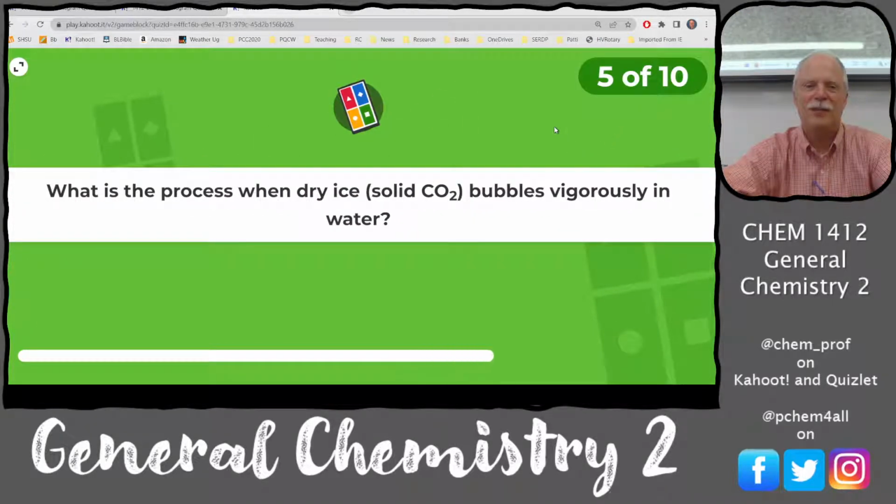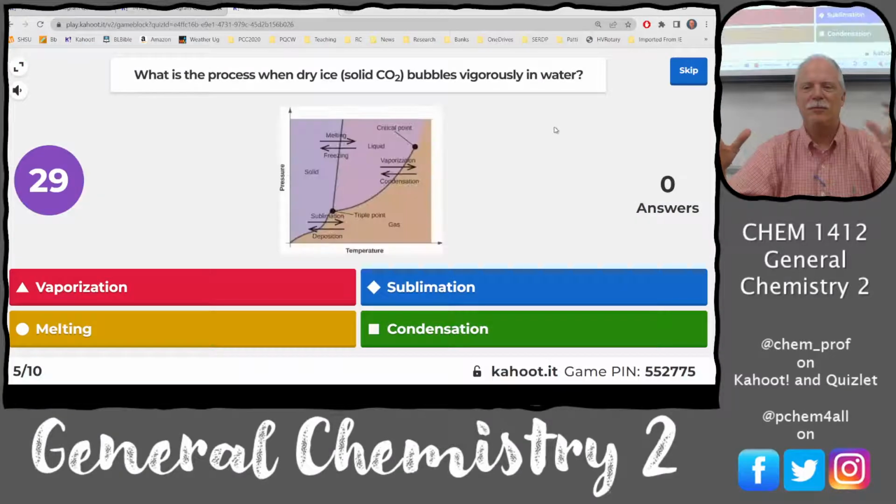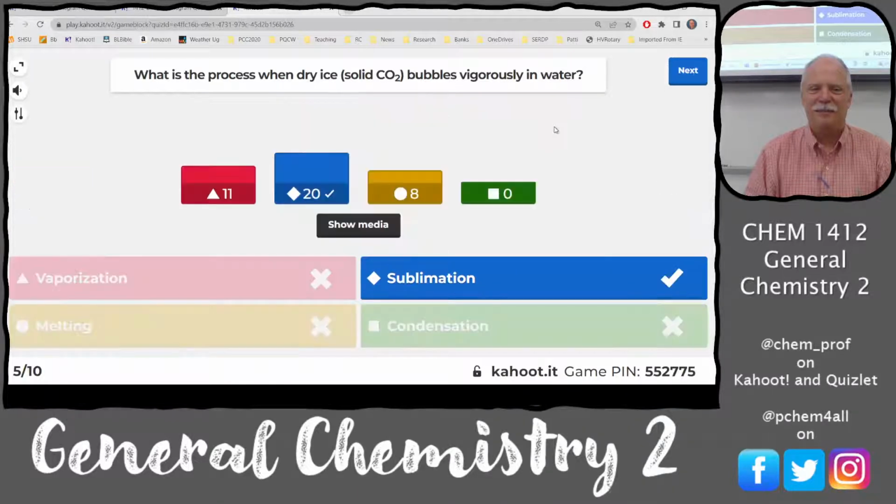What is the process when dry ice, which is solid CO2, bubbles vigorously in water? This one's kind of tricky. The water is really acting like a temperature bath. And it's pretty cool. So then you can see the gas coming off the solid. And we're out of time.